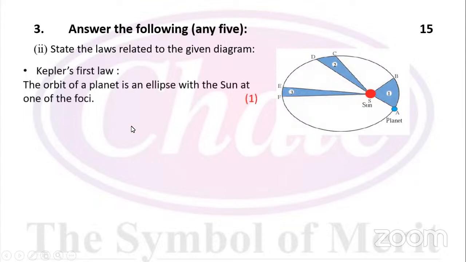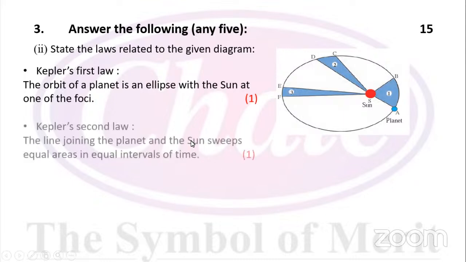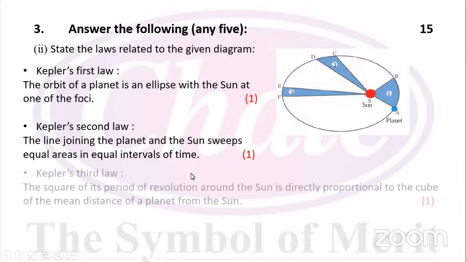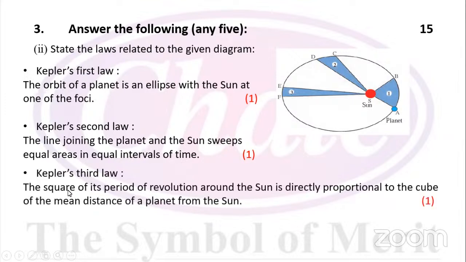Kepler's first law: the orbit of a planet is an ellipse with the sun at one of the foci. You have to remember those laws and try to write them as they are in the textbook. Kepler's second law: the line joining the planet and the sun sweeps equal areas in equal intervals of time. And the third law: the square of the period of revolution around the sun is directly proportional to the cube of the mean distance of the planet from the sun.